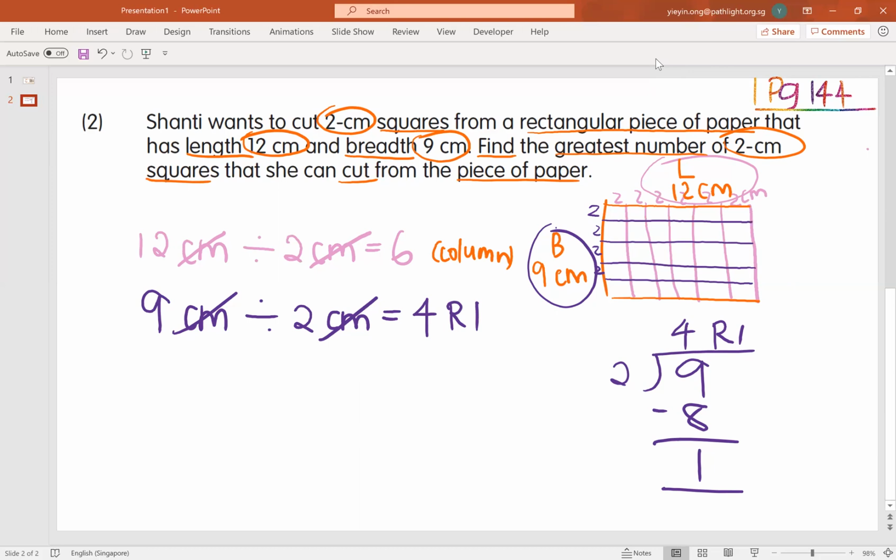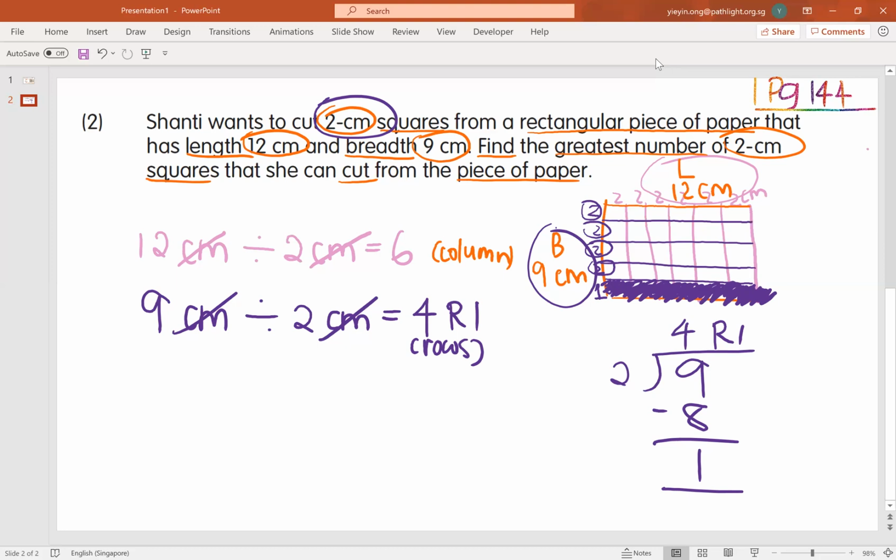You can see that you can get 4 groups of 2, which I have written down. 1 group, 2 groups, 3 groups and 4 groups, so 4 rows. But this last part is actually 1 centimeter. So you cannot get the 2 centimeter squares that Shanti wants. This last part is like waste paper that you have to cut out. I have to take it away. I can't have it. So I just shade it so that you don't see it. So you get 4 rows. You have 6 columns and 4 rows.